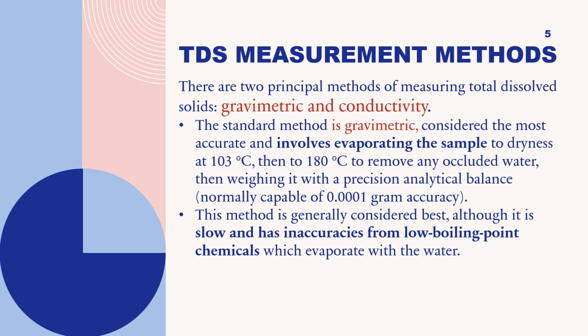So here the water is evaporated at around 103 degrees Celsius to 180 degrees Celsius, and the water content is totally removed, and then the remaining residue is weighed. The weight of the residue is considered as the TDS, or the total dissolved solids, in the water.